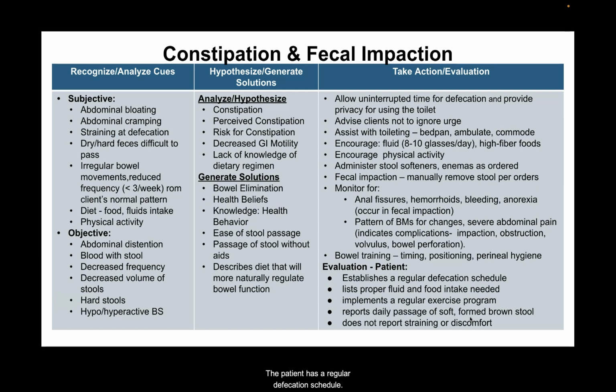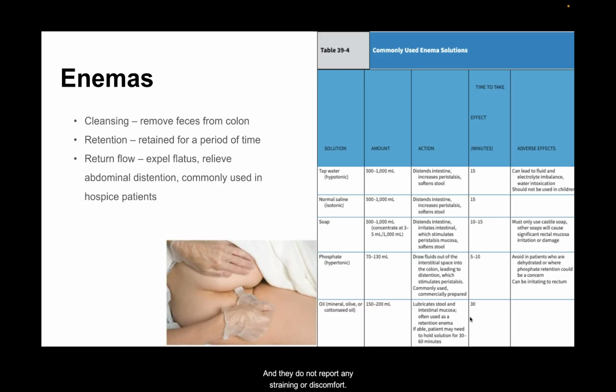The patient has a regular defecation schedule. They list proper fluid and food intake needed. They implement a regular exercise program because they need to move, right? They report daily passage of stool, or at least 3 times a week. Form brown, soft, semi-solid stool, like the normal texture of stool should be. And they do not report any straining or discomfort.